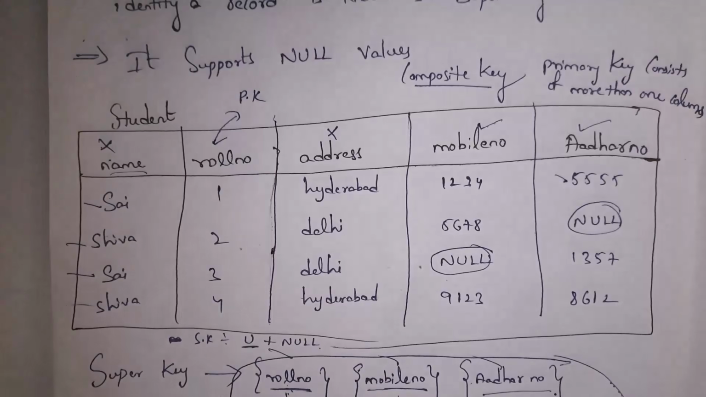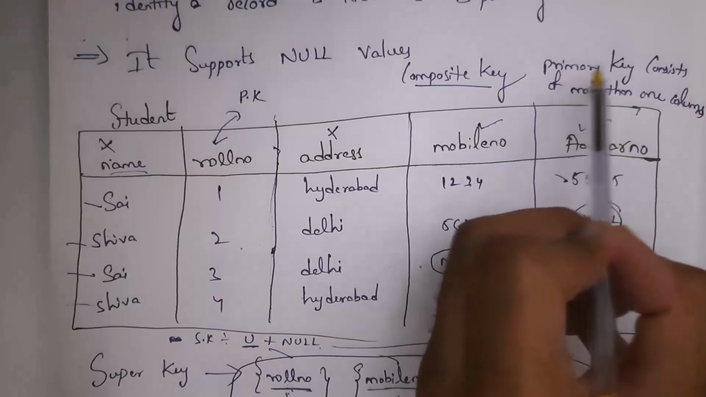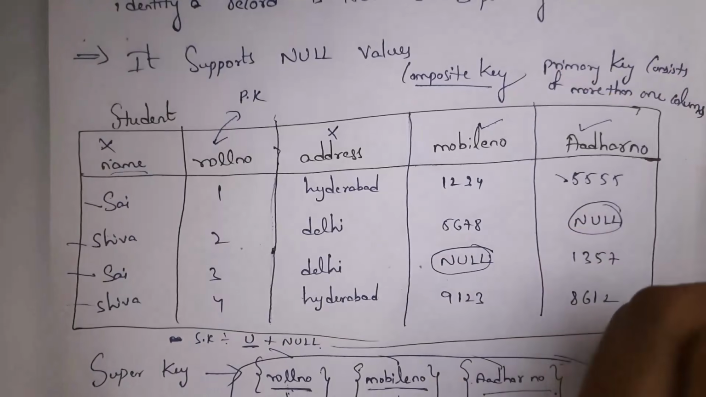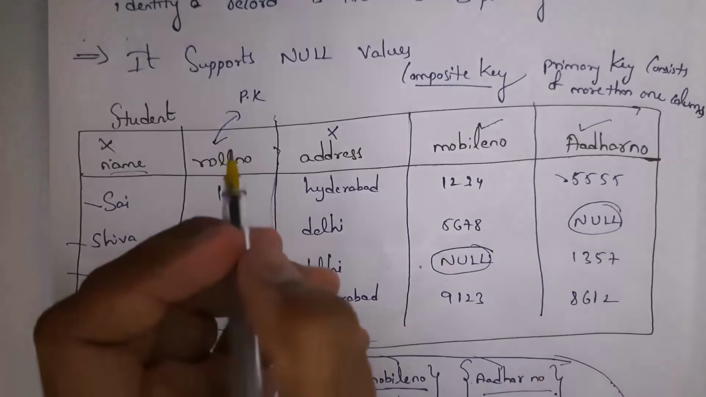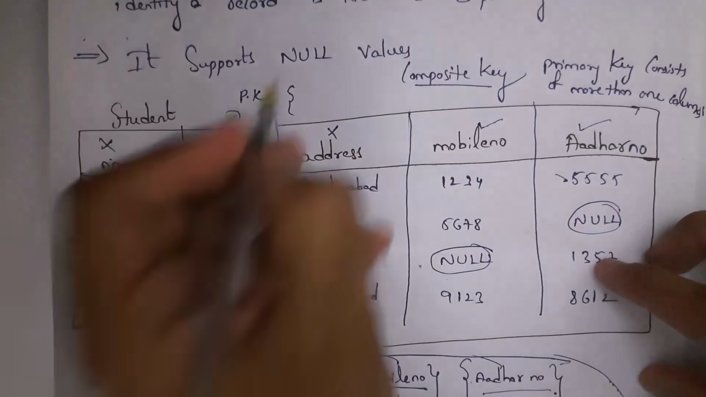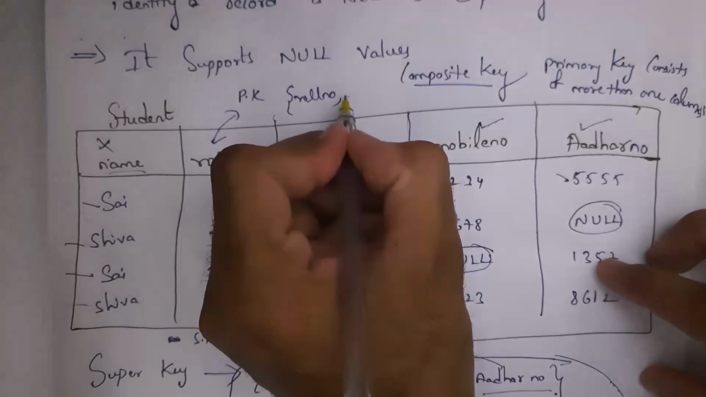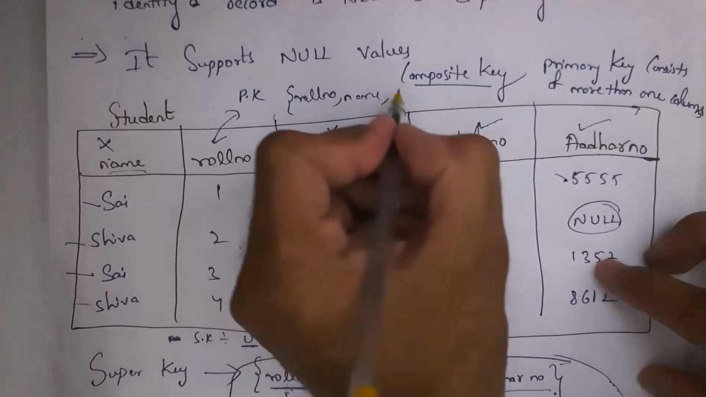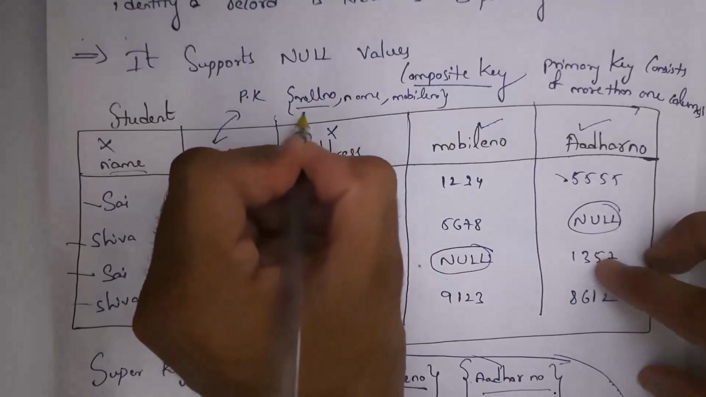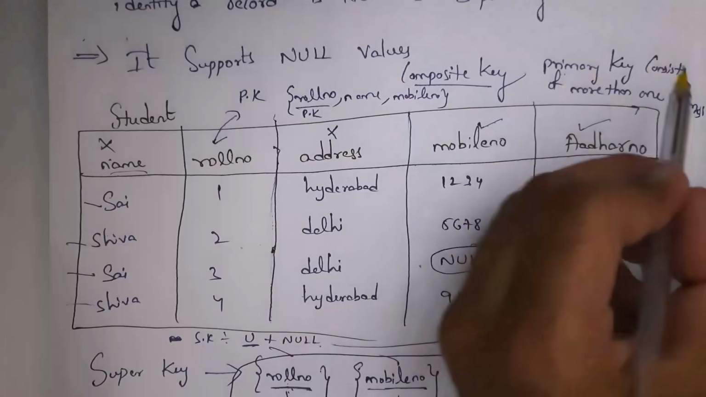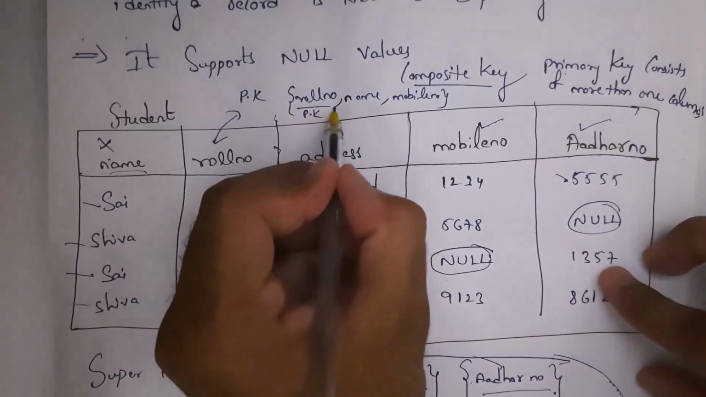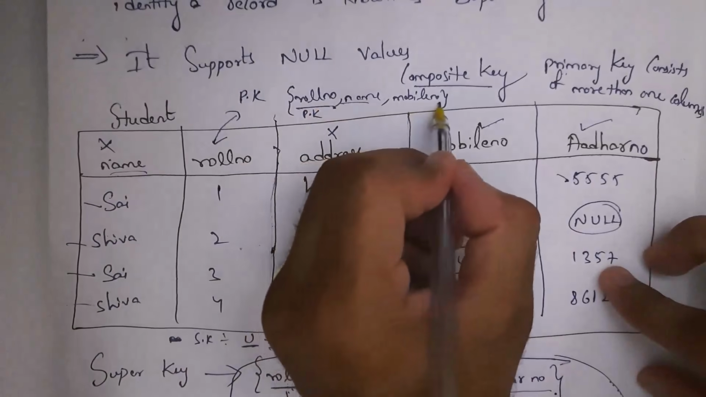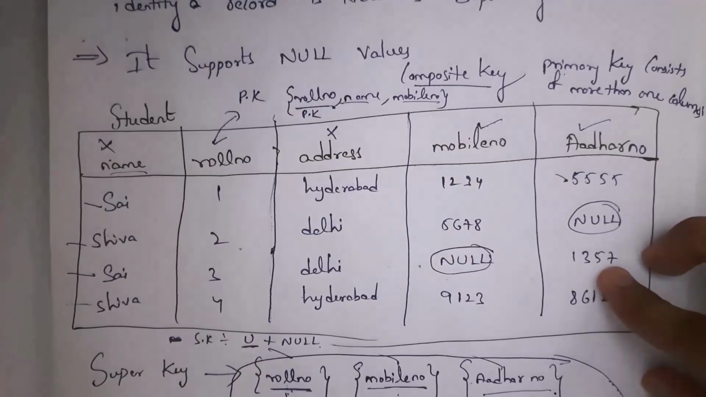Next I will explain what is composite key. A primary key consisting of more than one column is known as a composite key. For example, in this table the roll number column is primary key. Now what I will do is, I will select this roll number column and also I will select some other columns like the name column and mobile number column, where this roll number column is primary key. A primary key consisting of more than one column is known as a composite key. So here the primary key contains the name column as well as the mobile number column. So we call this set a composite key.